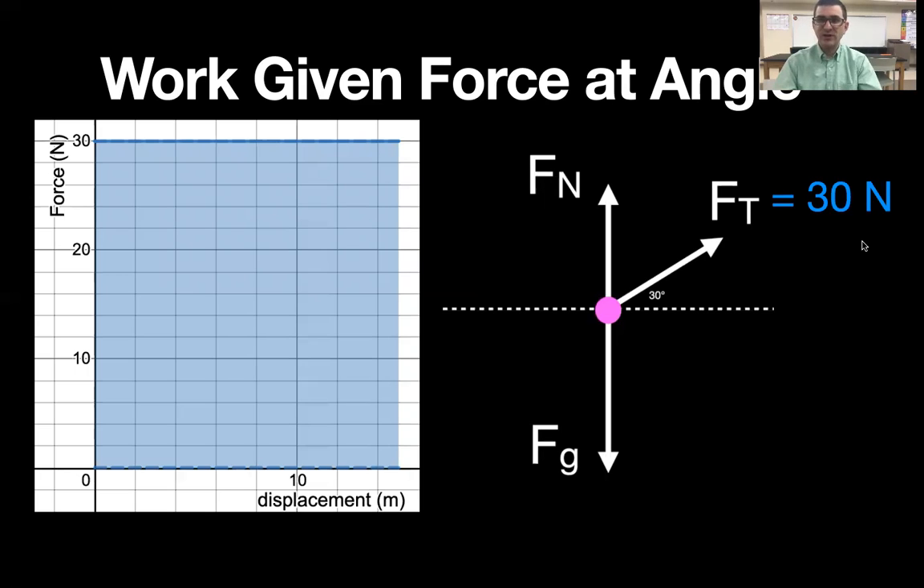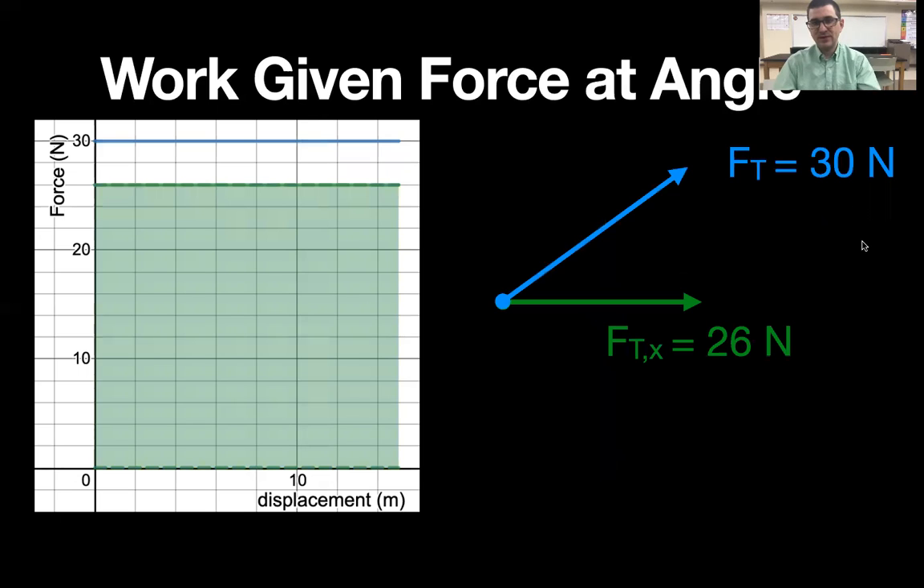Instead, what we need to do is figure out the horizontal component, because that's in the same direction as the displacement, and then integrate the 26 newtons through those 15 meters. So it's not the force through the distance that is being applied, it's the force that also happens to be in that same direction as the distance. So in this situation, since the displacement was in the horizontal direction, we're going to look at the horizontal force and do the horizontal force times the displacement.